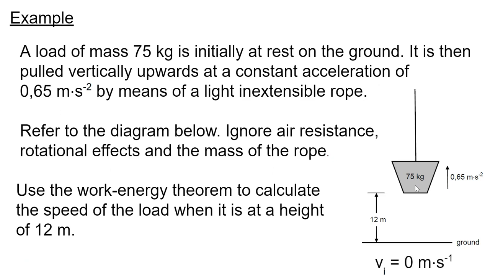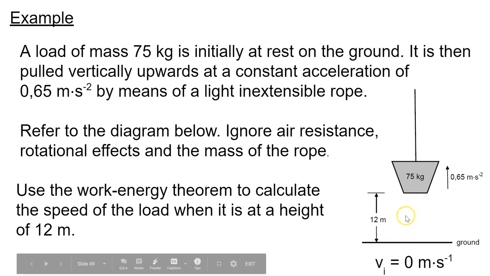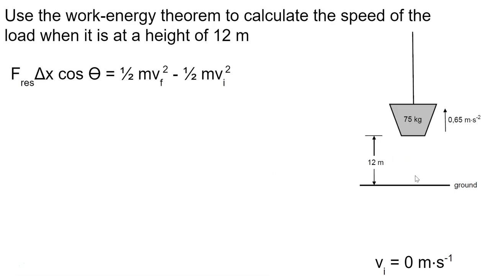Okay, so let's look at this. What do we know? Our initial velocity when it was on the ground is 0. And we need to calculate the speed of the load when it's over here. So how do we go about that? Let's first write down our equation for our work energy theorem. The resultant force times the distance over which this is traveling times cos of the angle between them is going to be equal to the final kinetic energy minus its initial kinetic energy.